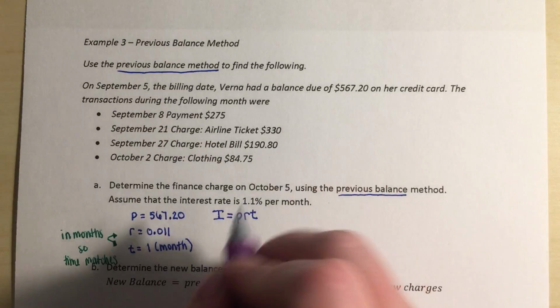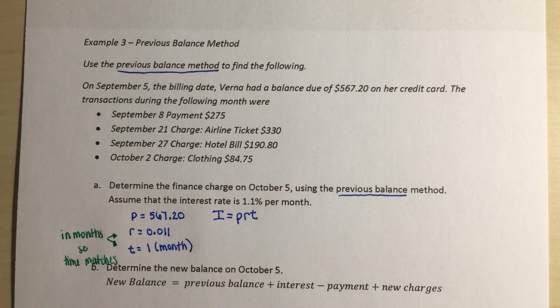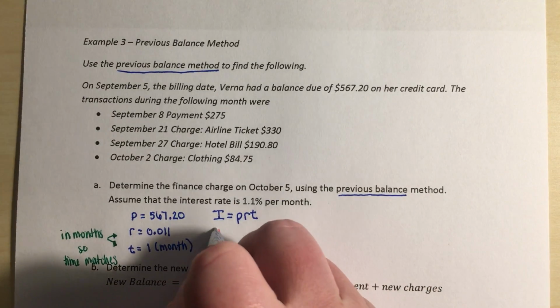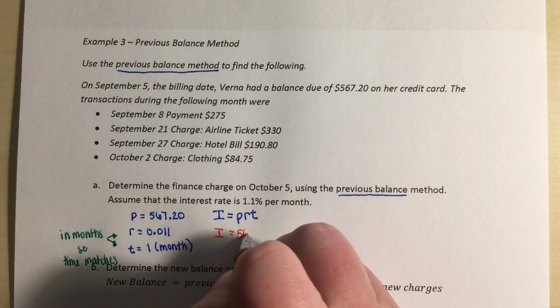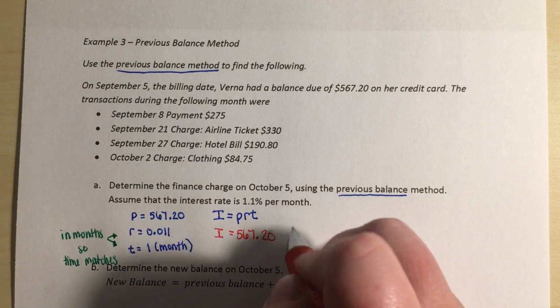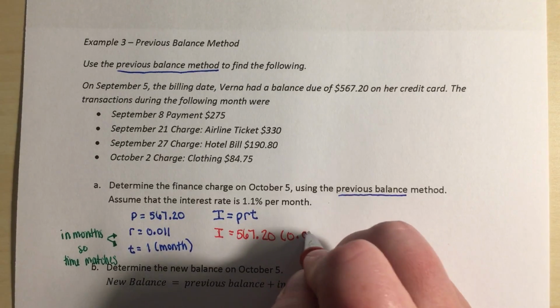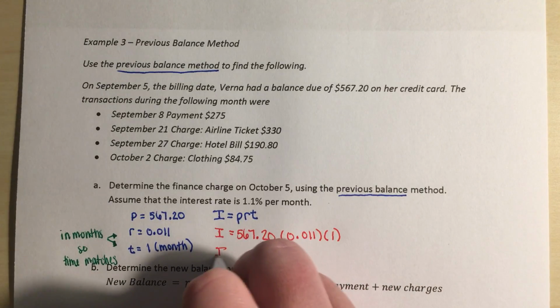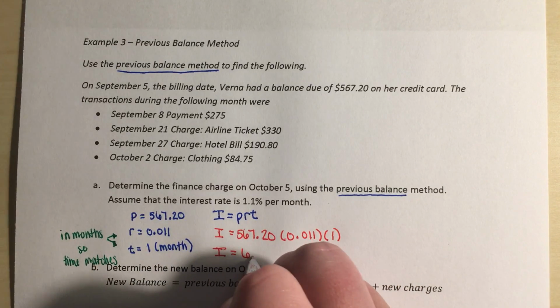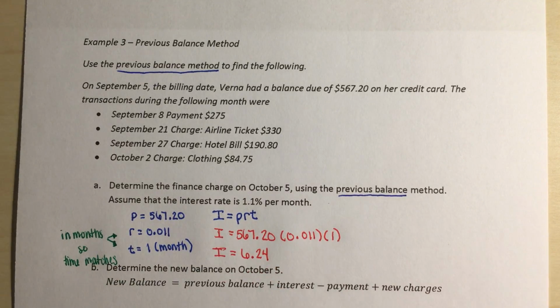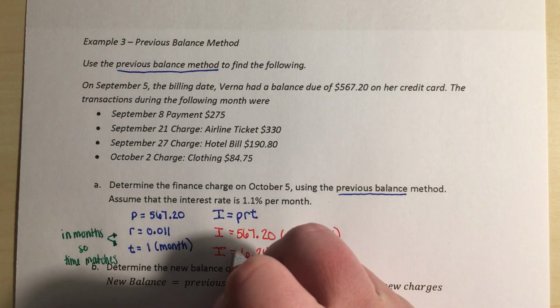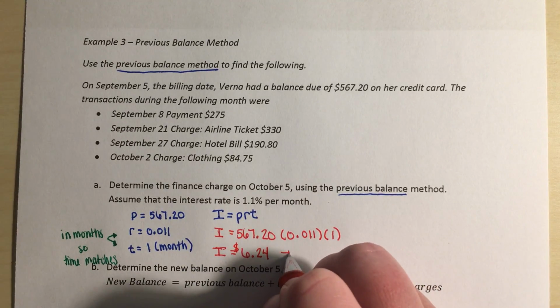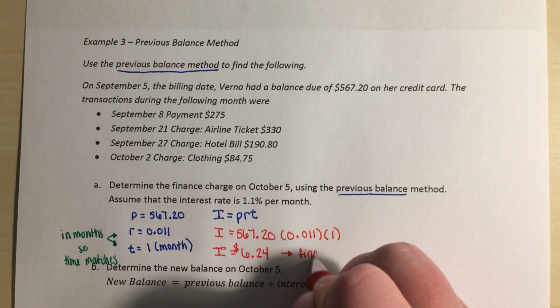All right, so let's plug everything into our formula here. I equals P, well, P is 567.20, times R, 0.011, times 1 month. Our interest is $6.24. So that is our finance charge. In this case, this interest is our finance charge.